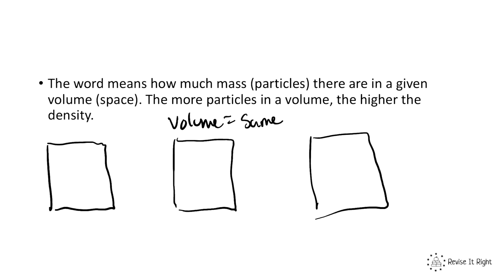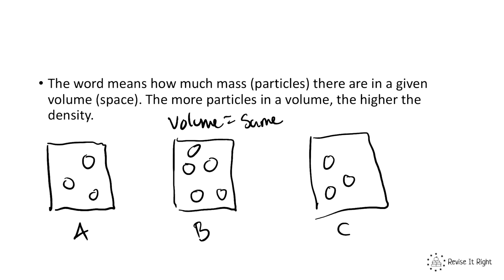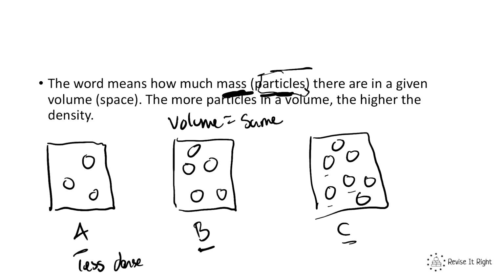So each of these represent the same volume. And we're going to call this A, B and C. So here we're drawing 3 particles, here we're drawing 5 particles, and here we're drawing 7 particles. Now what you should hopefully realise is that A has less particles, i.e. less mass, than B. And therefore we can say that A is less dense, or the least dense. And C has the most particles, therefore the highest mass, and therefore is the most dense.